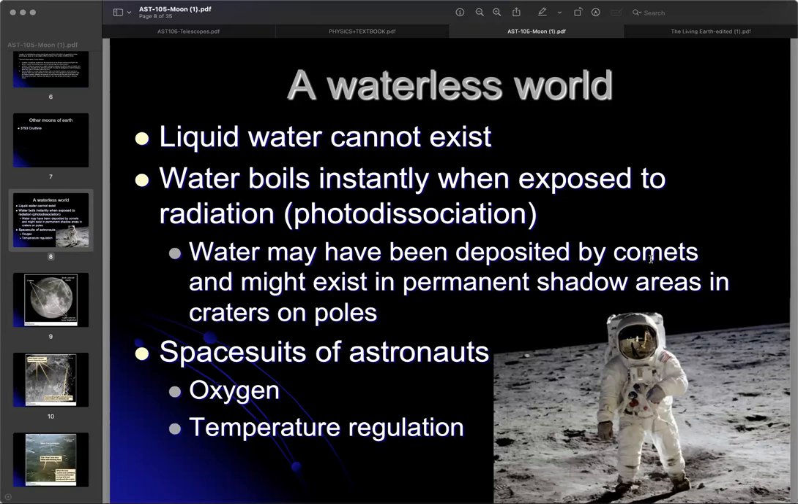When astronauts visit the moon, they wear spacesuits. What is the purpose of the spacesuits? It's twofold. One is to provide the oxygen, and the second is temperature regulation, because there are such extreme variations of temperature.